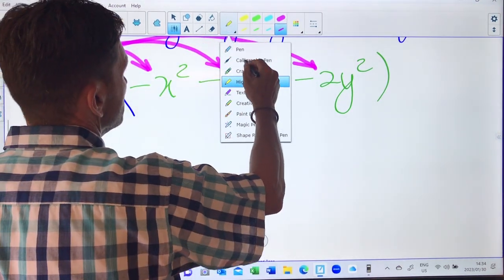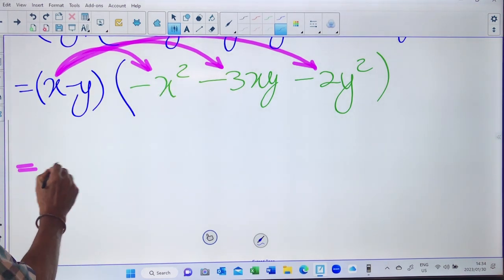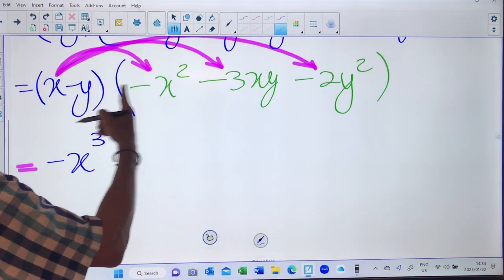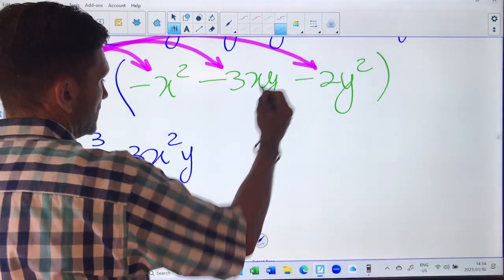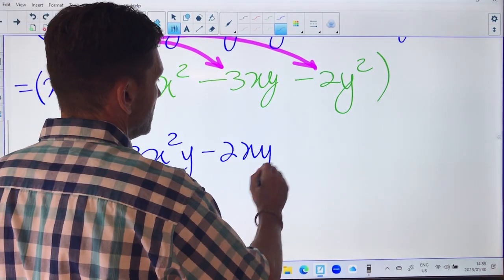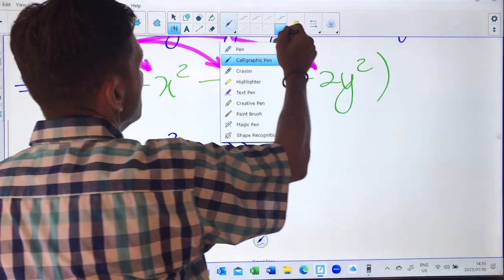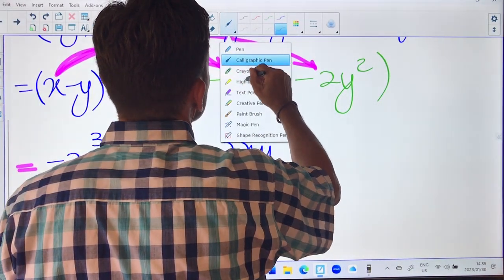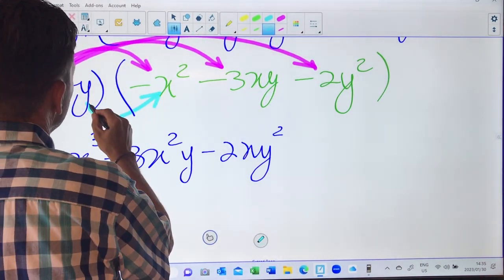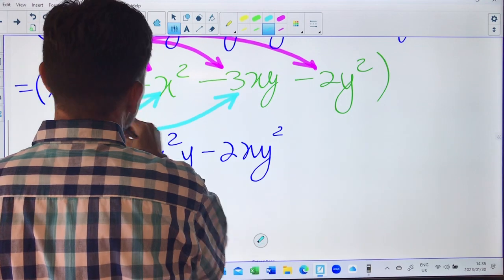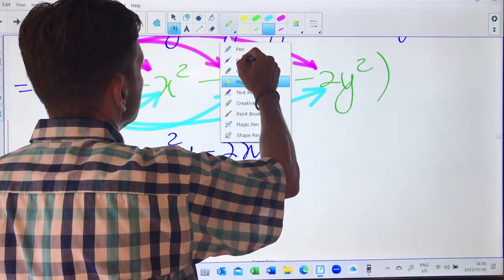Let me just change this back. Okay, so x times minus x is minus x cubed, x times that is minus 3x squared y, and x times that is minus 2xy squared. So that's for the purple arrows. Now let's go with the blue arrows. So we multiply there, we multiply there, and we multiply over there.